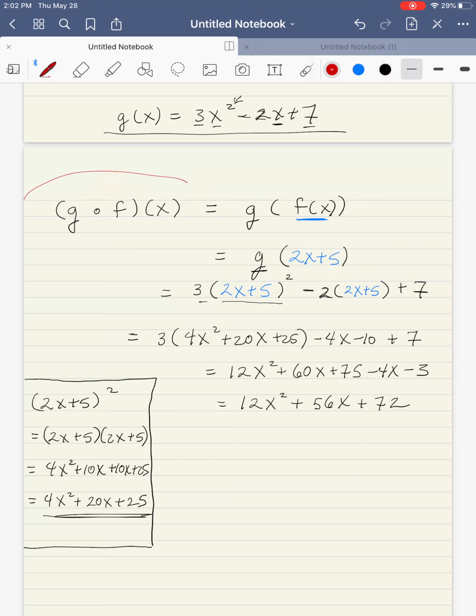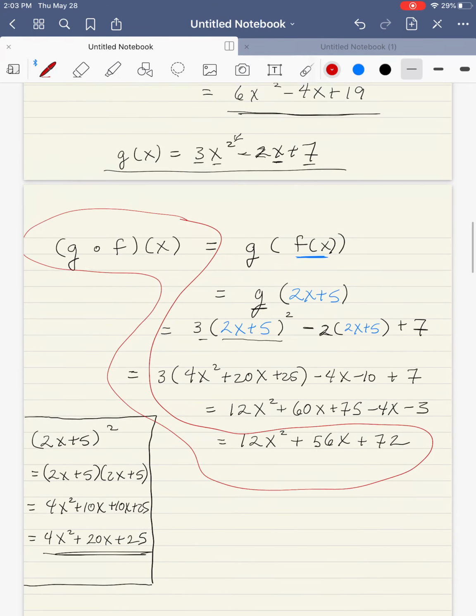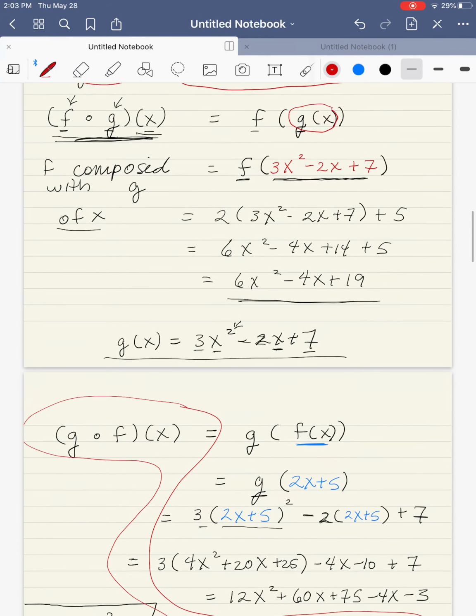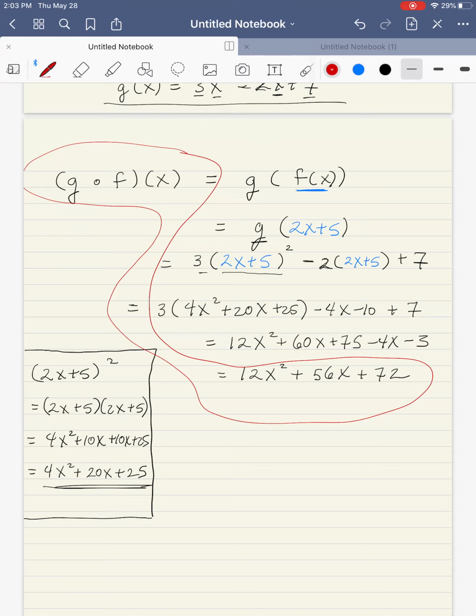So I have found a new function. G composed with f of x is equal to 12x squared plus 56x plus 72. And notice that that is different than f composed with g of x. Those give me 2 different functions. Composition is not commutative. That means order matters. The order that you do the composition matters.